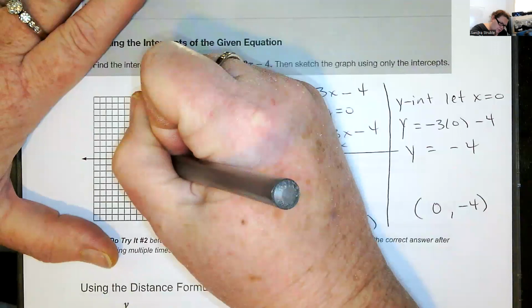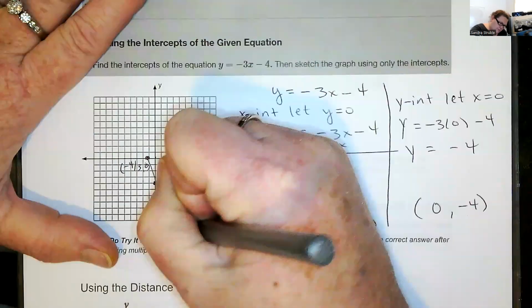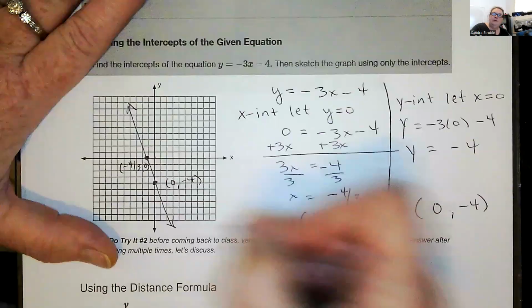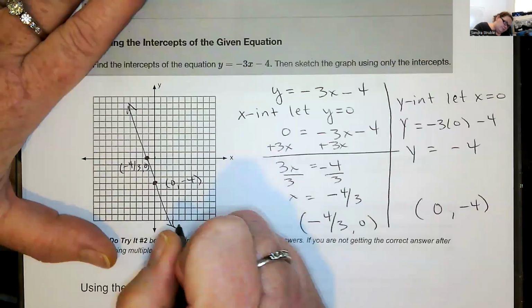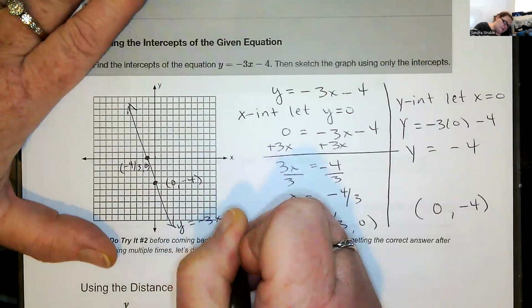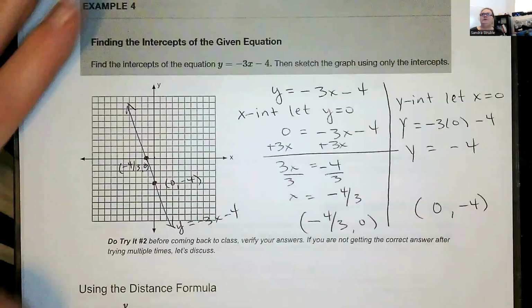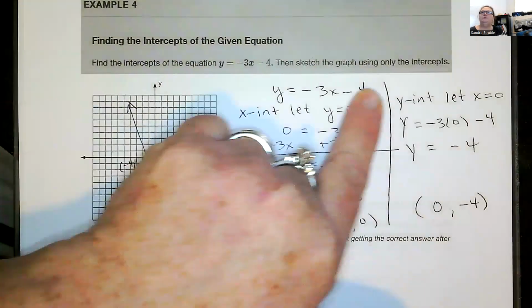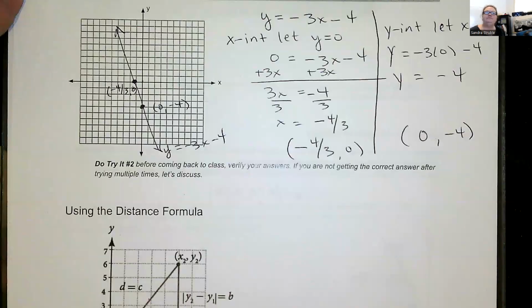Draw your line. Lord have mercy, I do not have a steady hand. And I always label the line. So y equals negative 3x minus 4. All right. Found the intercepts, drew the graph. Is there anything else we need to do? Nope, looks great.